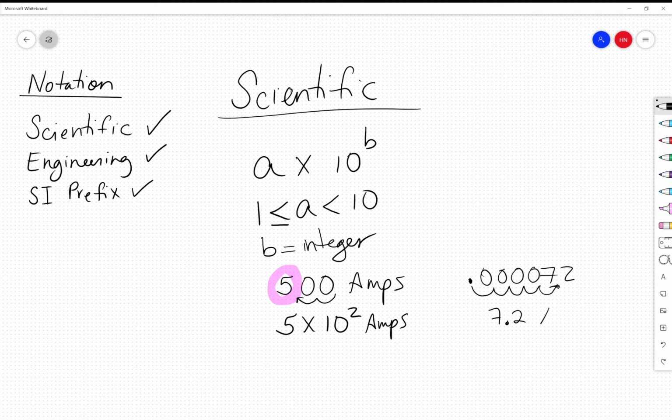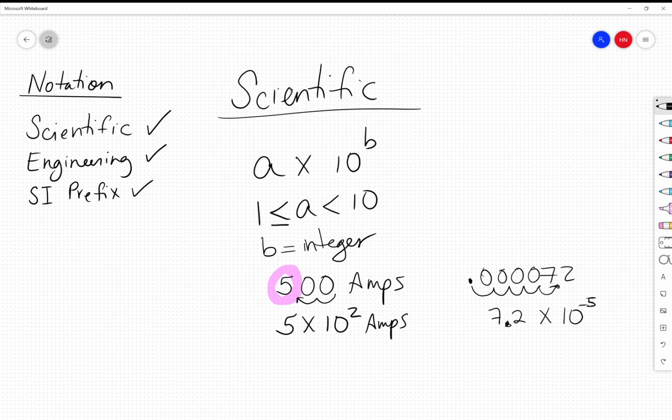And how many times did I have to multiply or divide by 10 to get to the original number? So 7.2, if I put a positive exponent, it would be a very large number, and this is a very small number, so I have to divide by 10, 1, 2, 3, 4, 5 times. There you go, 5 times right there. So there you have it.